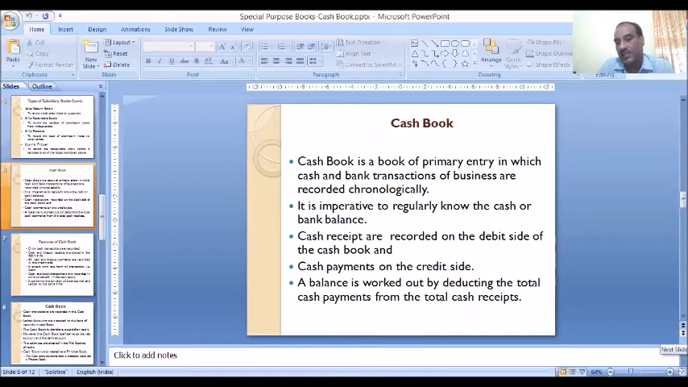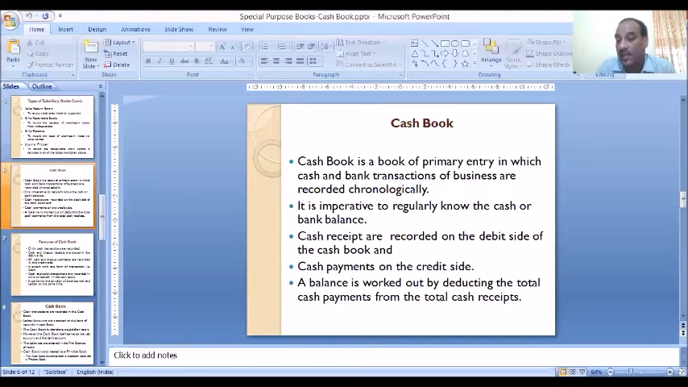Then cash book. What is cash book? Cash book is a book of primary entry in which cash and bank transactions of business are recorded chronologically. We have already discussed that all cash transactions made by the organization and the bank transactions are recorded in the cash book, and those are recorded systematically and chronologically, meaning in the order of the date when the transactions were made. This type of recording is called recording in chronological order.